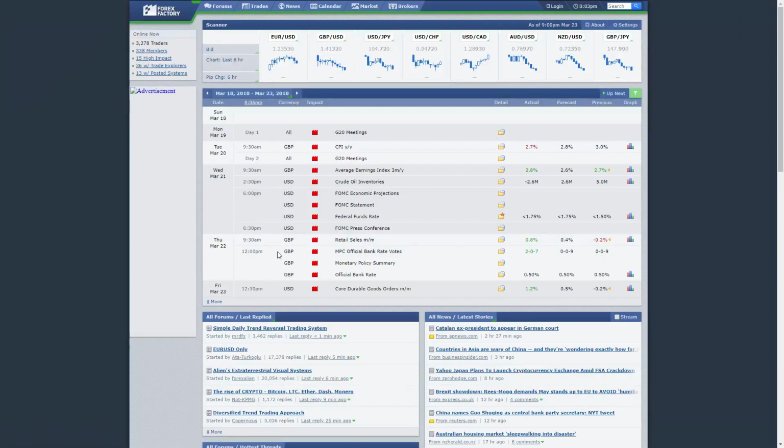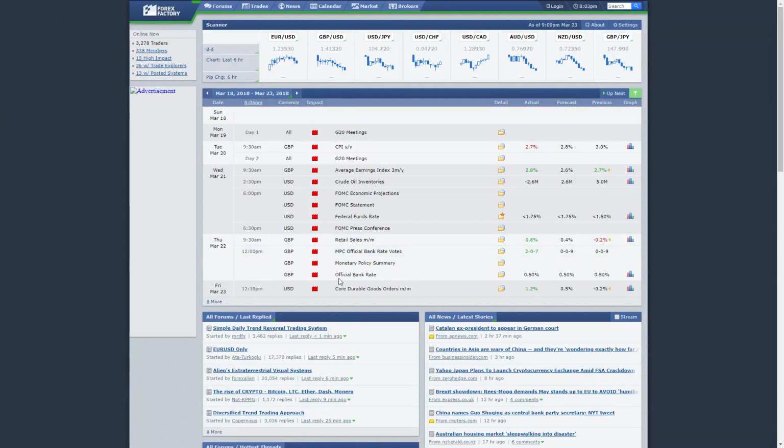Also on Thursday at about lunchtime, we had the MPC official bank rate votes, and we were expecting a 9-0 here, where we were expecting 9 votes to just hold the interest rate where it is. However, what actually happened was only 7 people in the MPC voted for interest rates to stay where they are, and 2 voted for a hike in the interest rate. So that was not what we were expecting at all. Market had a little bit of a reaction to that. Obviously, we were expecting no one to vote for that, but we actually had 2.